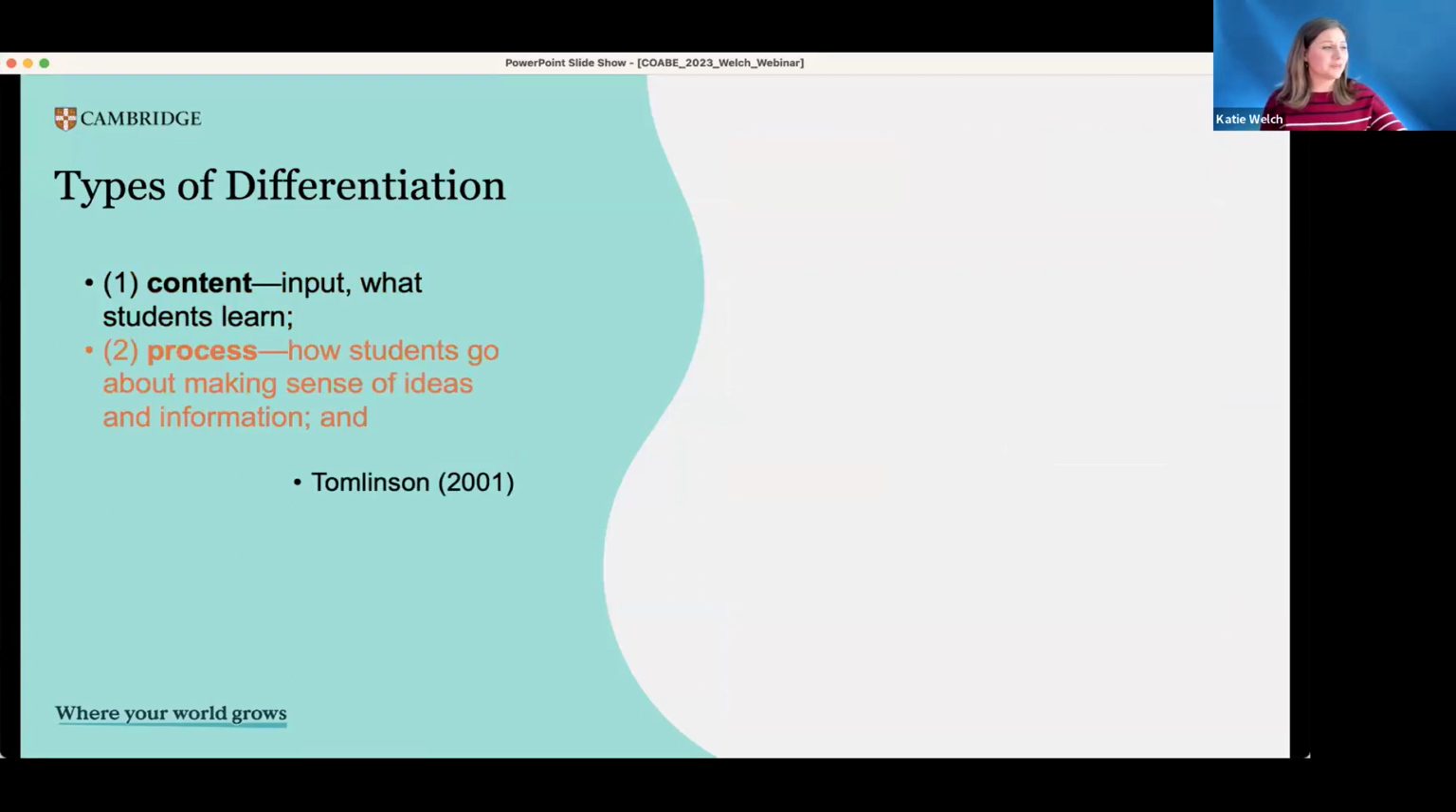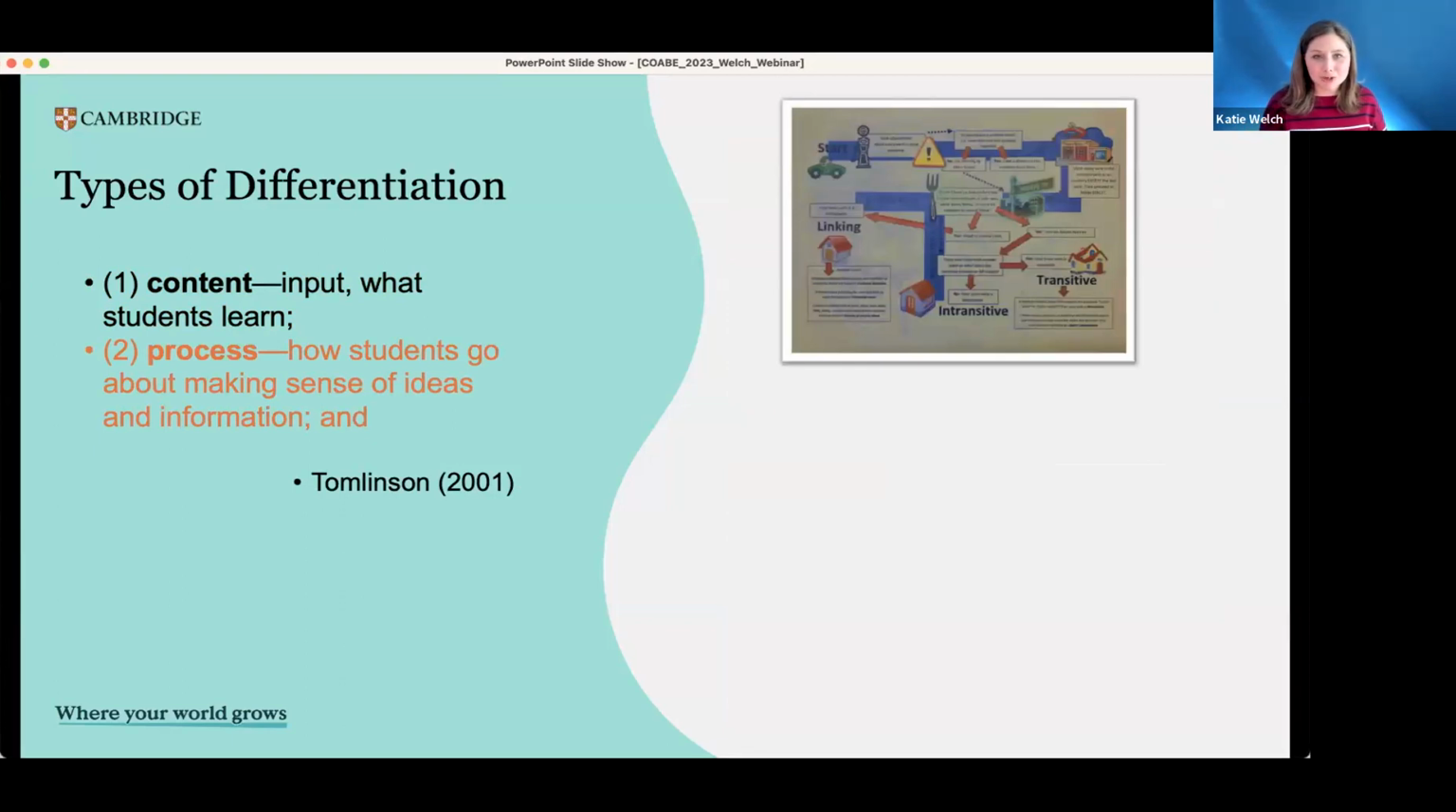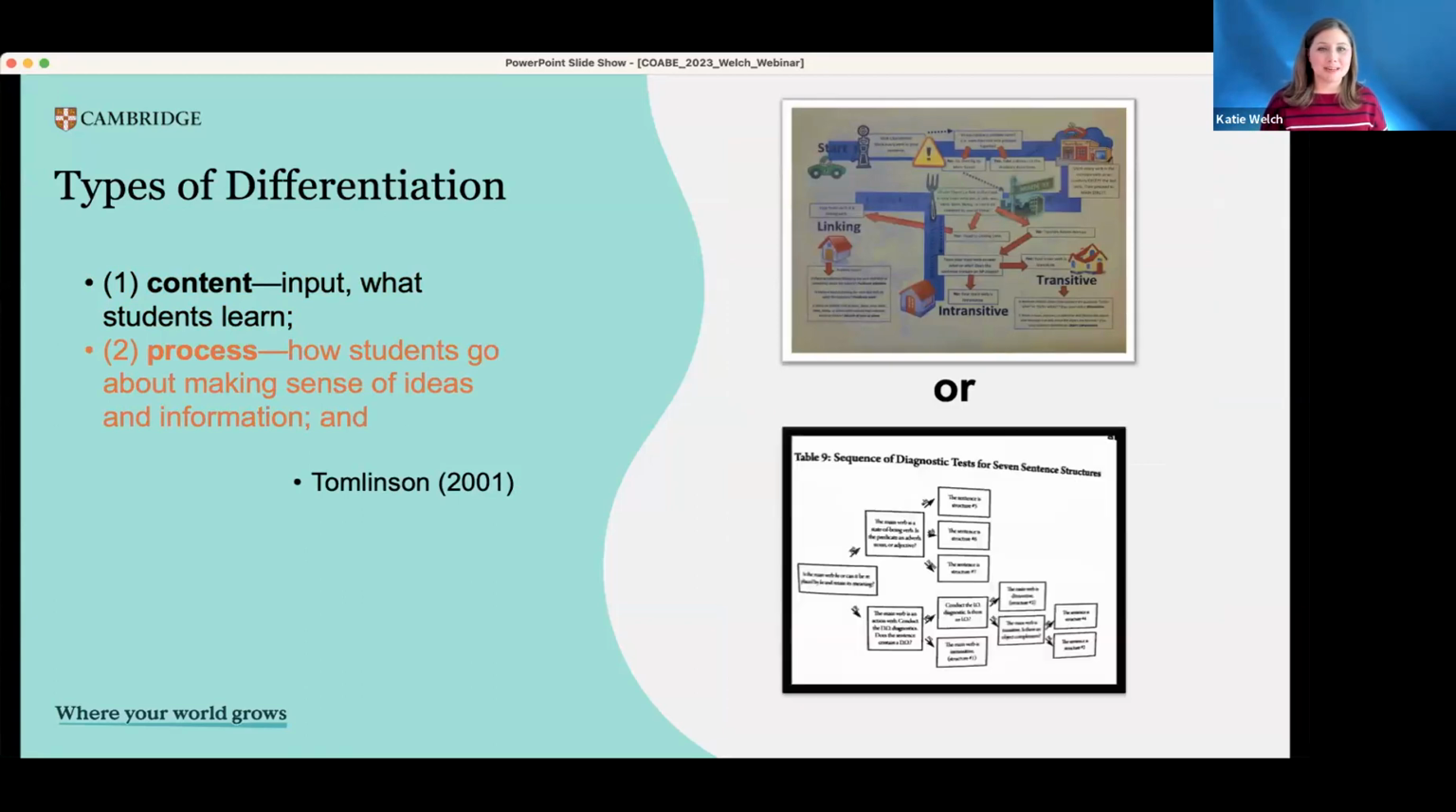And the second type is going to be differentiation in process. And this is how students go about making sense of ideas and information. And so in another course at another time, I was teaching about verbs, everyone's favorite topic. And I was trying to explain the difference between action verbs and linking verbs. And my students were just not getting it. I'm sure you've had classes before where you are teaching and you just realize that your students are not with you. And I had recognized that. And I thought, how can I help teach this in a way that they can understand?